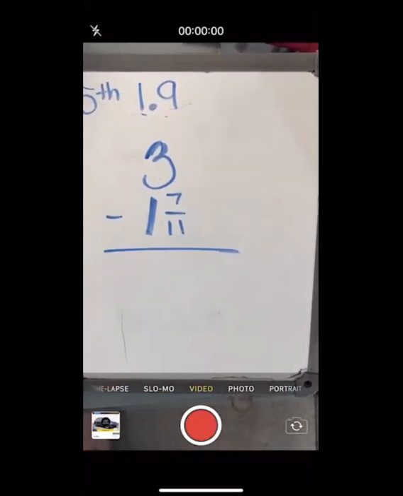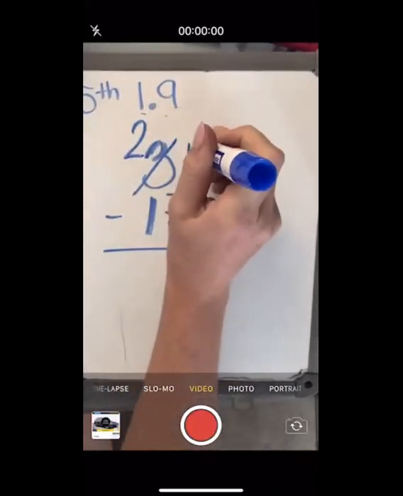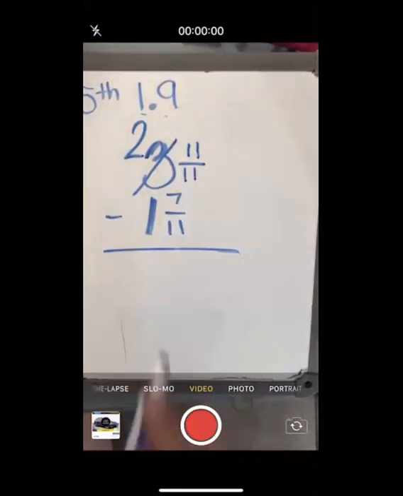Addie, I know you said you didn't want to share quite yet. Do you want to share on this one though, Addie? Yeah, I'll share on this one. Okay, great. How I got my answer on this one, since there's 3 wholes and no fractions, and you're supposed to subtract it to 1 whole and 7/11ths, if you take a whole out of the 3, it'll give you 11/11ths. How did you know it was 11/11ths? Because we're subtracting the fraction.